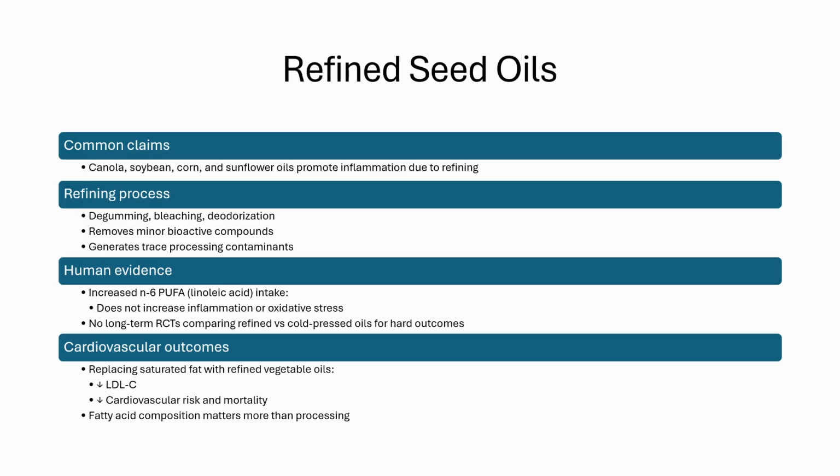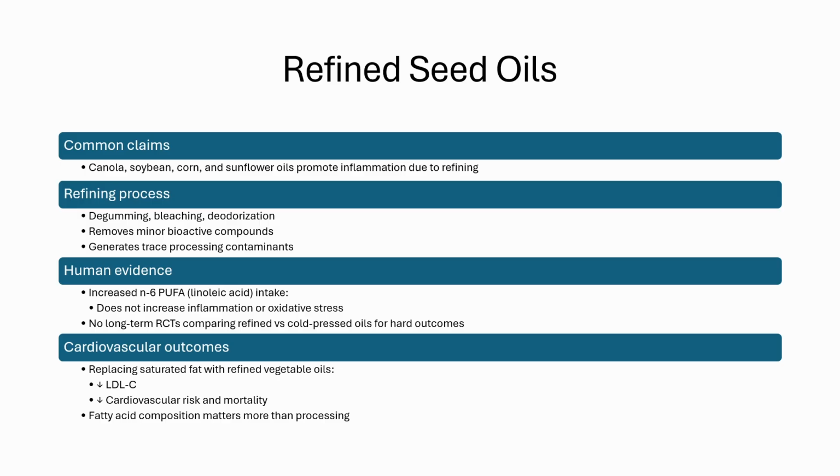Clinical trials consistently show that increased omega-6 intake while keeping omega-3 unchanged does not increase markers of inflammation or oxidative stress, contradicting common concerns about refined seed oils. No long-term randomized controlled trials or prospective cohort studies have directly compared refined seed oils versus cold-pressed seed oils for hard cardiovascular outcomes, cancer incidence, or all-cause mortality in humans. The existing evidence is limited to short-term trials measuring surrogate markers. The evidence supports that the type of fat matters more than the degree of processing.